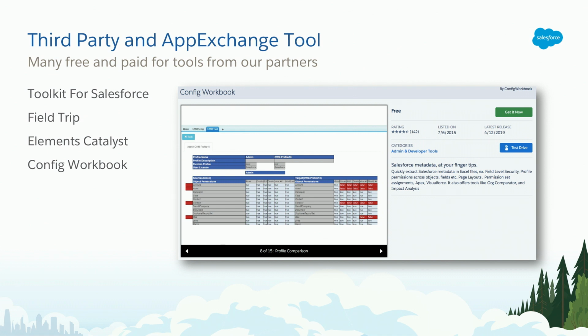The Config Workbook is another free tool out there. This is a great tool to help you maintain and document your customizations over time. There's a couple of these tools that I'll talk about. One of the things that should come out of this first step of assessment is some sort of documentation of your org. We'll talk a little bit about that in a second.